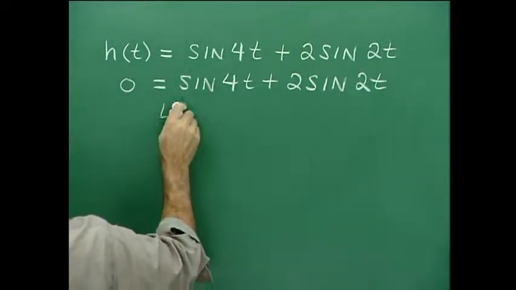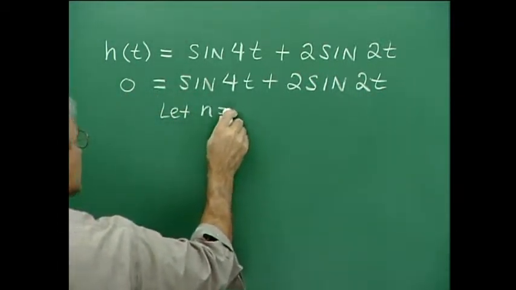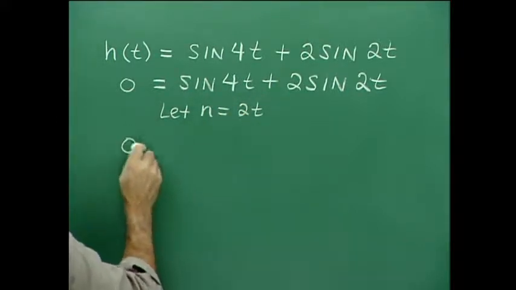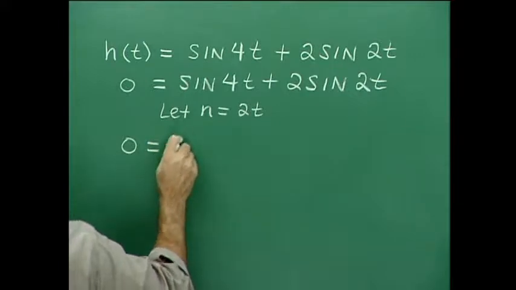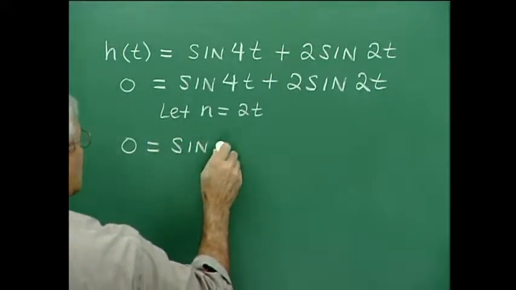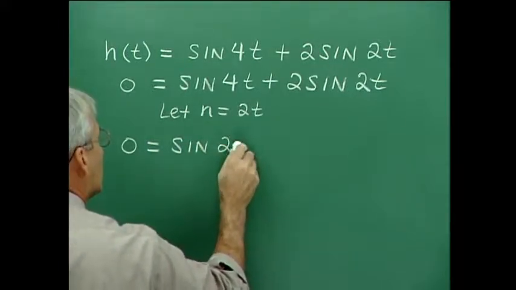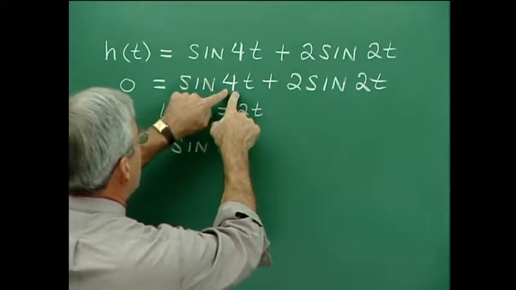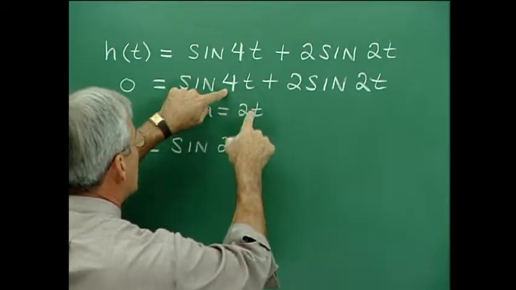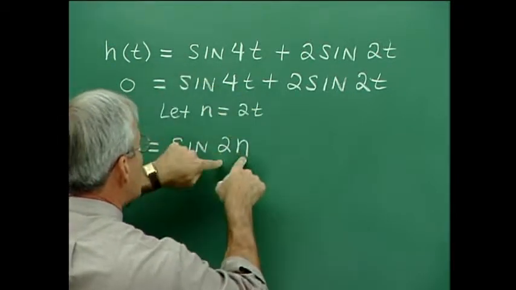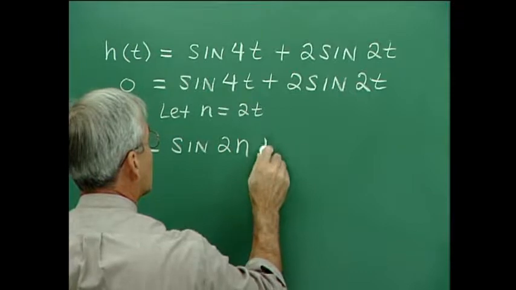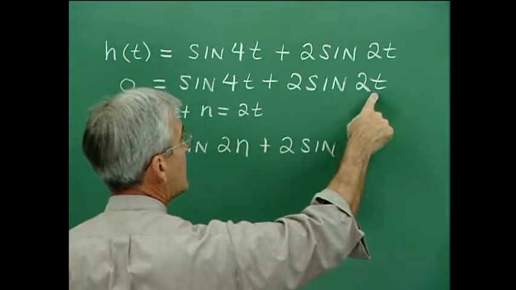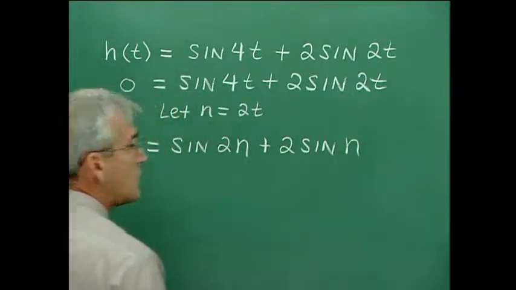We let a letter like n stand in for 2t. Now, if we do that, then we can think of this as sine 2 times n. You see, n is 2t, so this can be thought of as 2 times 2t, but 2t is n, so it's 2 times n. And this is 2 sine, well, if n is 2t, then that's n. You see, so that's the idea.